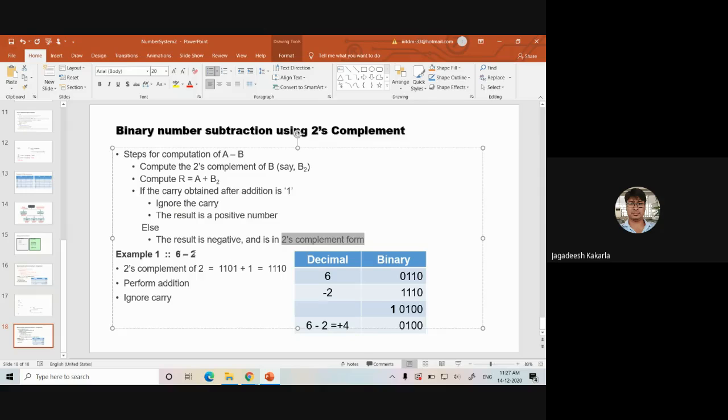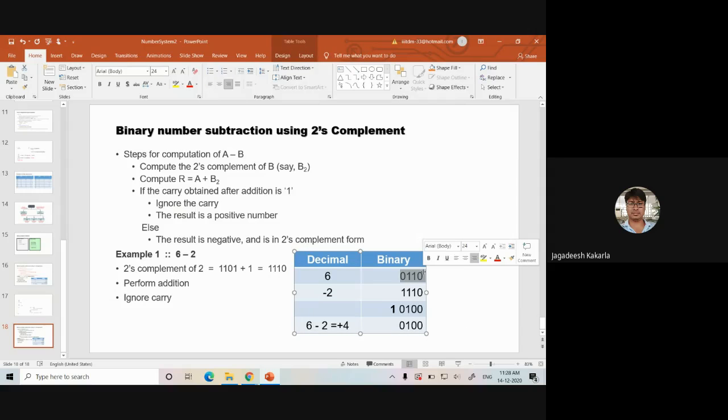To make you understand this procedure, I will discuss one example. I want to perform 6 minus 2 using 2's complement representation. So the first step is what? I need to compute the 2's complement of this 2. First I computed the 1's complement plus 1, which gives the 2's complement, 1110. Now I have written the binary representation of 6, which is 0110, and then the 2's complement of 2, 1110, and I perform the binary addition.